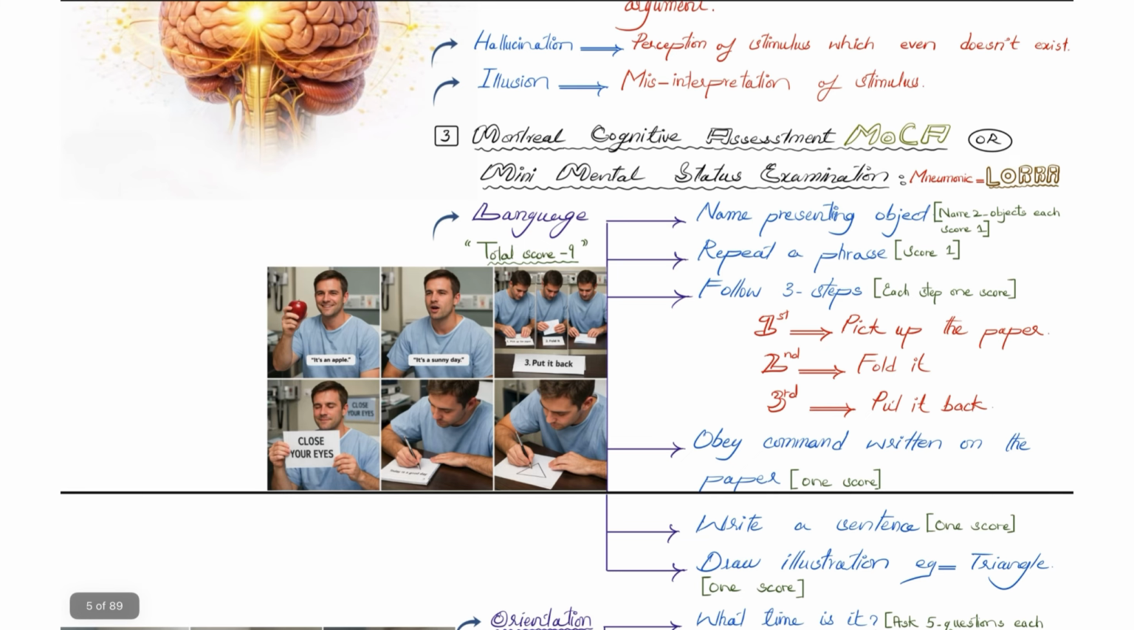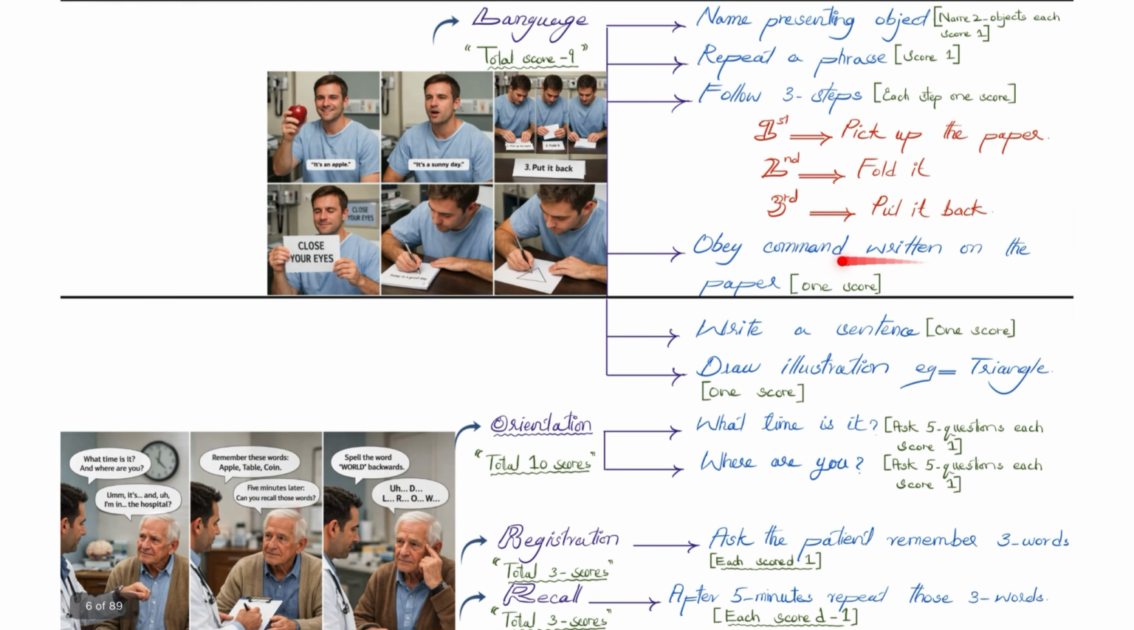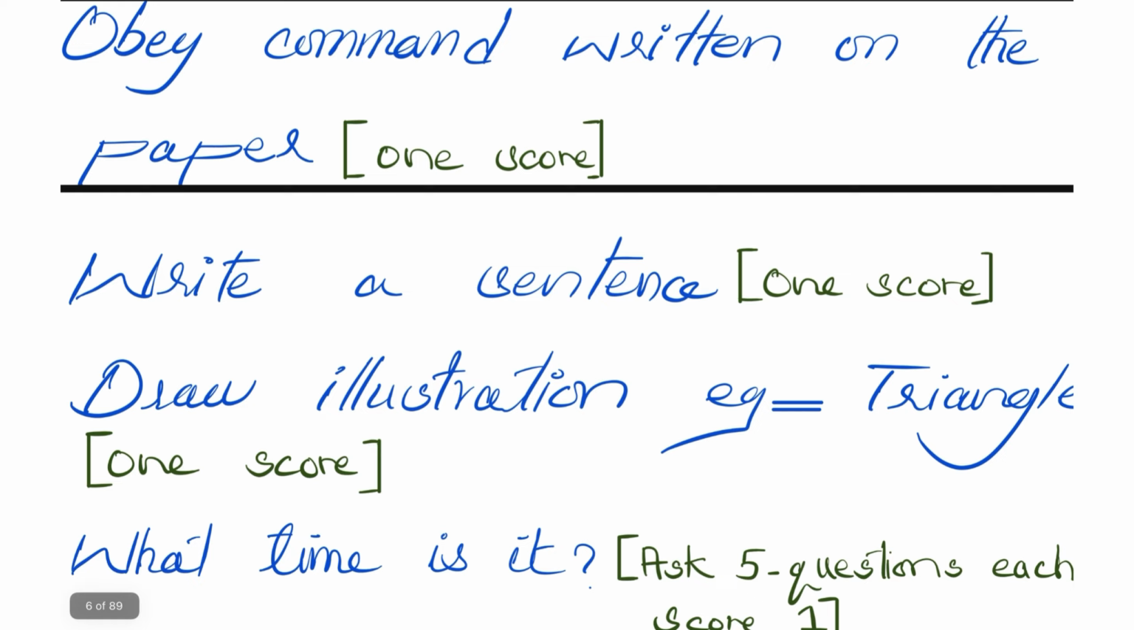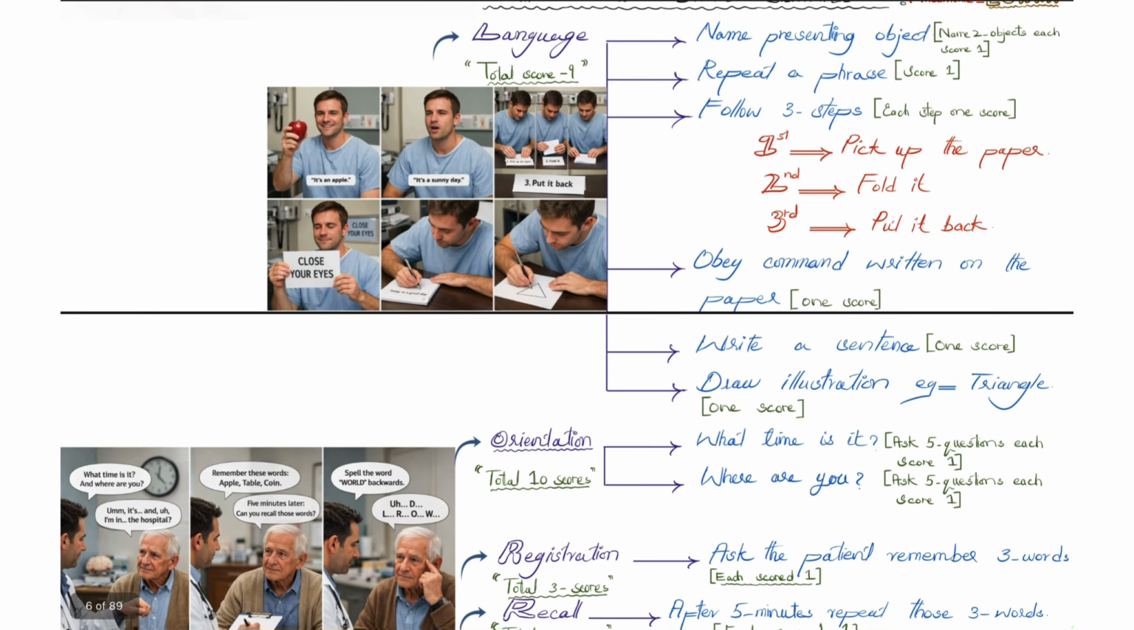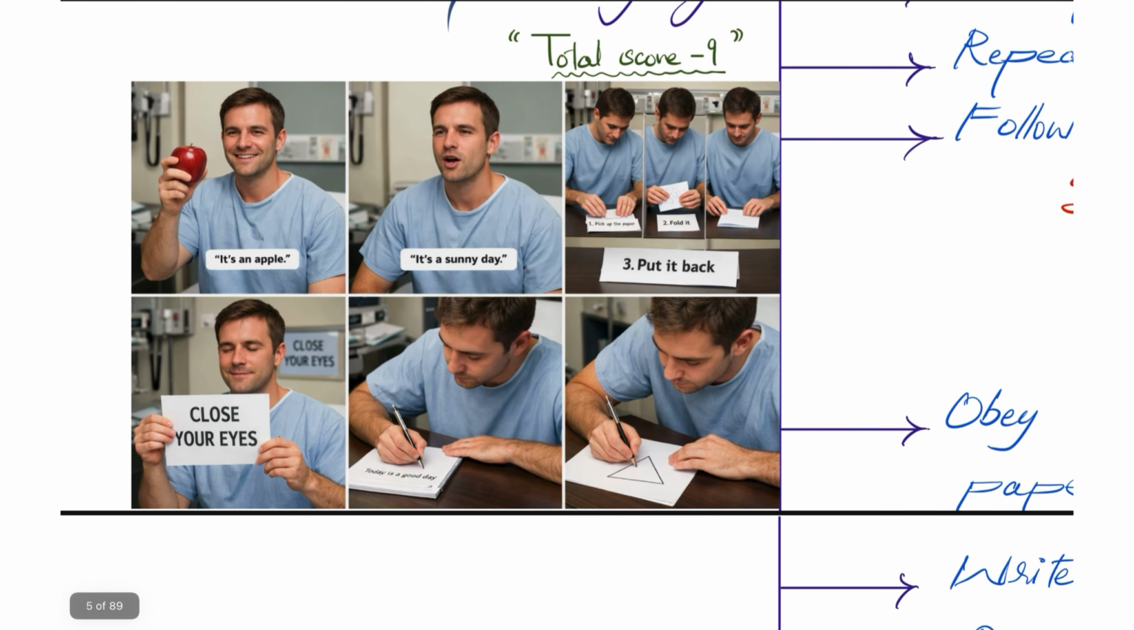The fourth thing in case of language examination is to ask the patient to obey a command written on a paper, and give 1 score if the command is performed correctly. Ask the patient to write a sentence, and if the sentence is correct, give 1 score. And the last thing in this category is to ask the patient to draw an illustration like a triangle, and if he can draw the illustration, then give a score of 1. So this is the illustrative explanation of the parameter language.